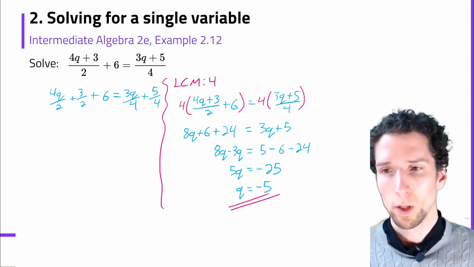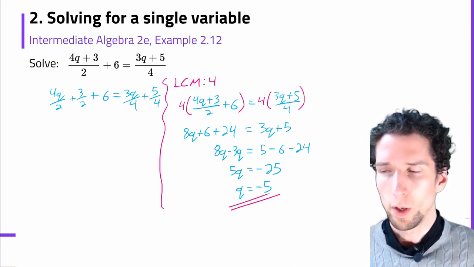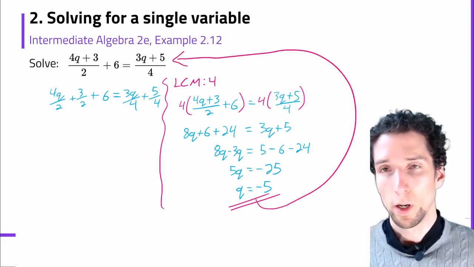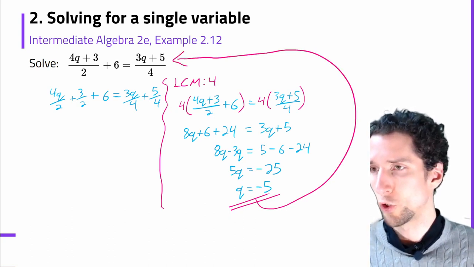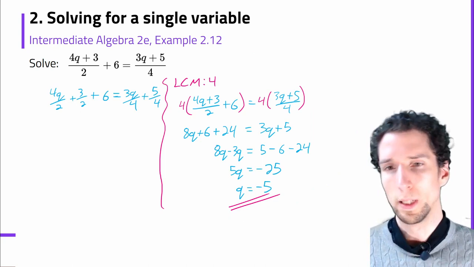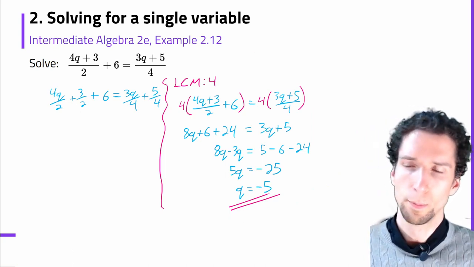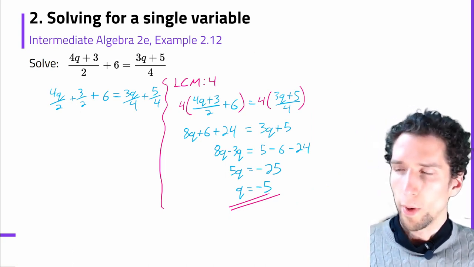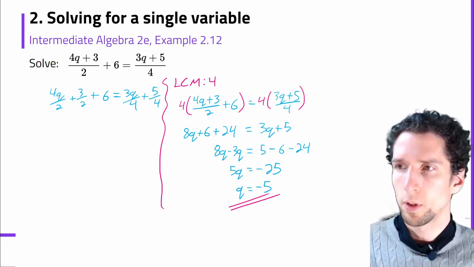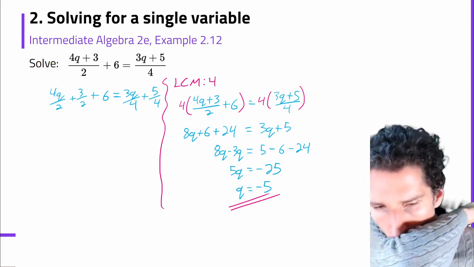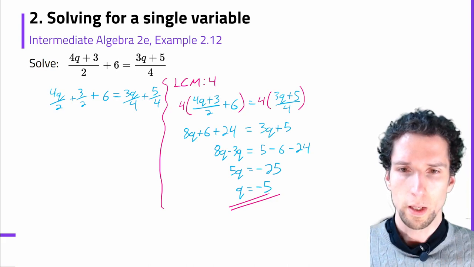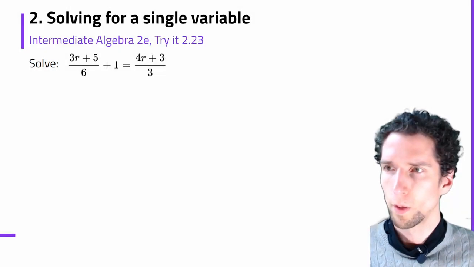If we want to check our work, of course, we just take this value of q equals negative 5 and substitute it back into our original equation and make sure that the two sides are still equal. I will leave that step for you guys to do. Okay, so that's one with fractions here. We'll do another example, and I'll do it the other way for variety.